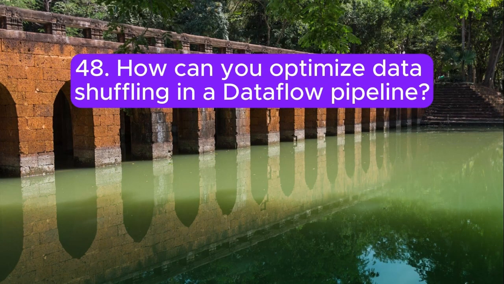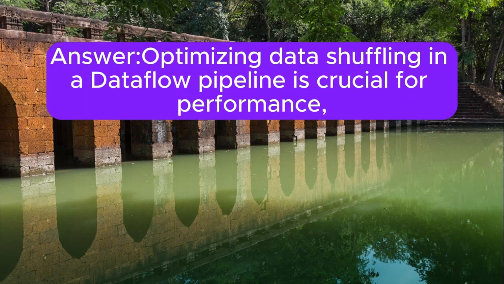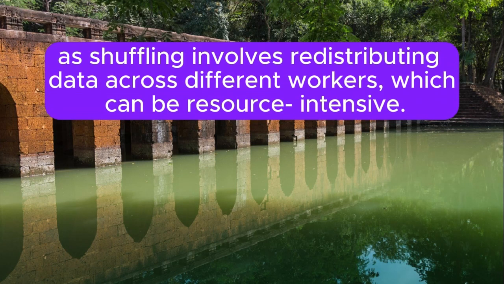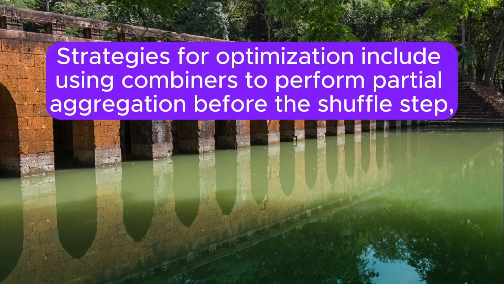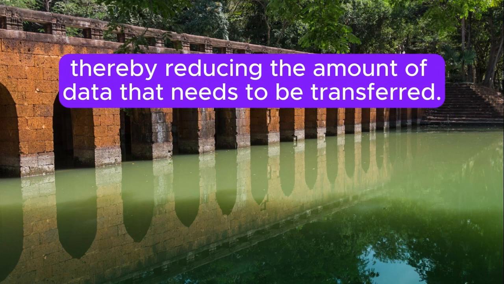48. How can you optimize data shuffling in a Dataflow pipeline? Answer. Optimizing data shuffling in a Dataflow pipeline is crucial for performance, as shuffling involves redistributing data across different workers, which can be resource-intensive. Strategies for optimization include using combiners to perform partial aggregation before the shuffle step, thereby reducing the amount of data that needs to be transferred.